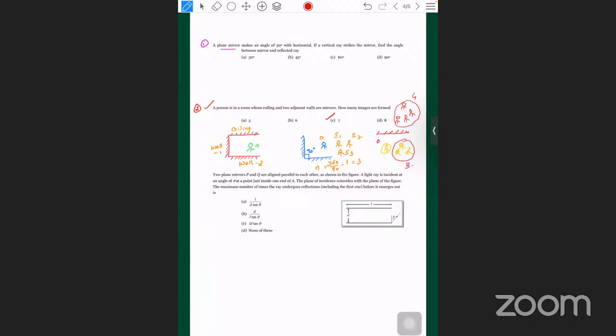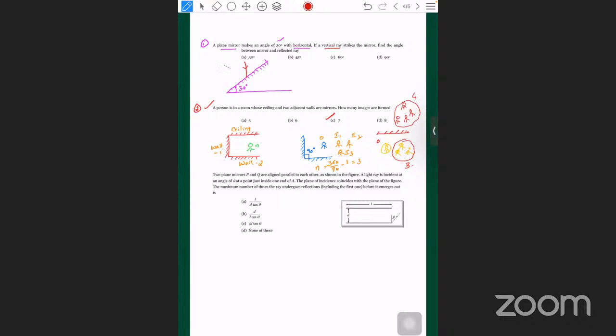There is a plane mirror. There is a horizontal line. What is the angle between them? So 30 degrees. So, can I analyze the problem like this? This is horizontal. This is mirror. What is the angle here? So 30 degrees. Okay. How is the ray incident? So vertically, sir. Vertical ray is incident.